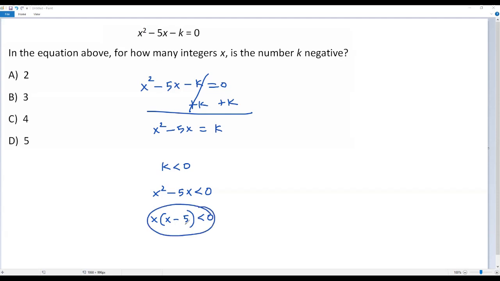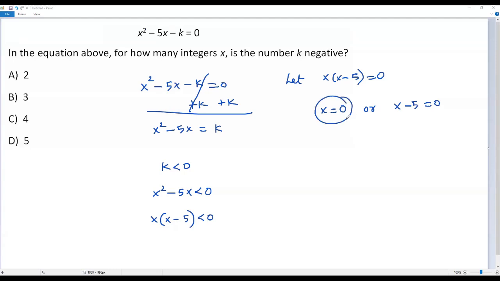Okay, here we have an inequality. In this inequality, we have to find the number of integer values we have for x. Initially I treat this inequality as an equation, that is, let x times (x − 5) equal 0. Here the product of two terms equals 0, so either the first one has to be 0 or the second one has to be 0. When the first one is 0, we get x = 0. When the second one is 0, we get x = 5, because when we add 5 to both sides, the −5 and +5 cancel out.